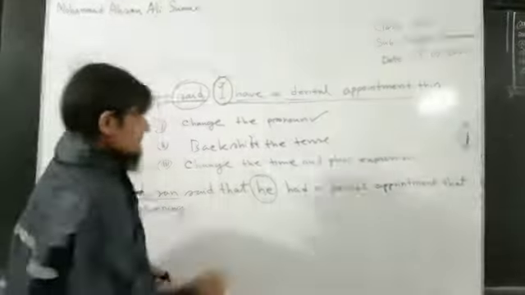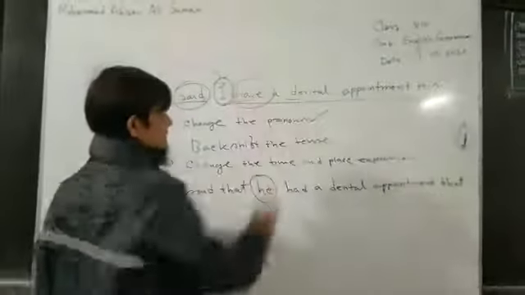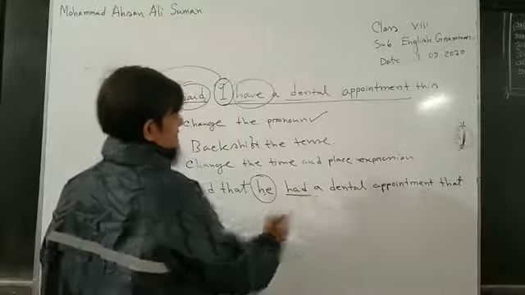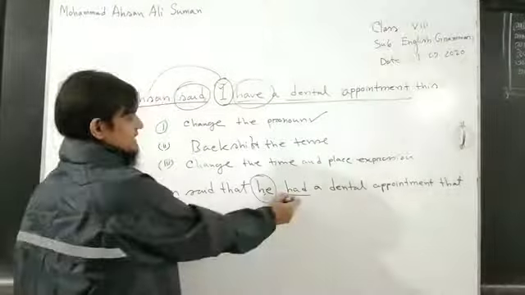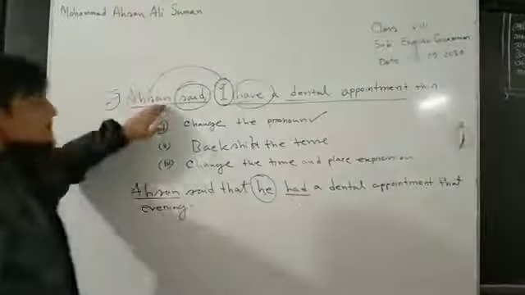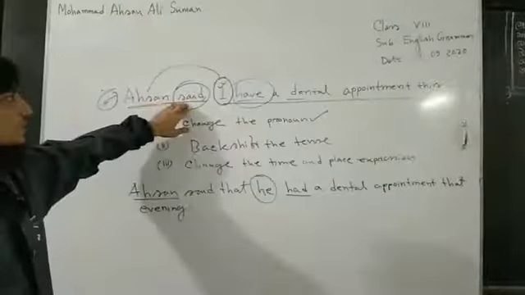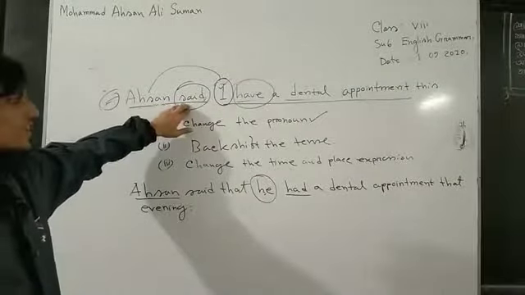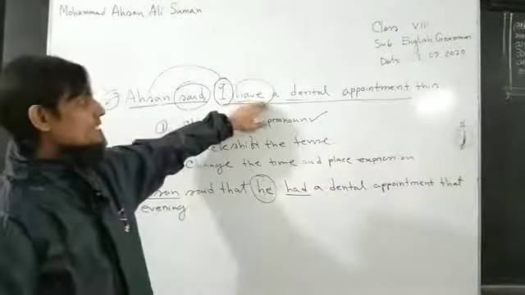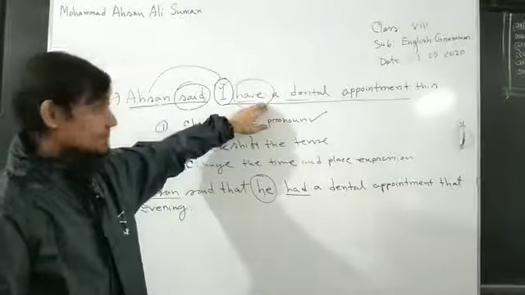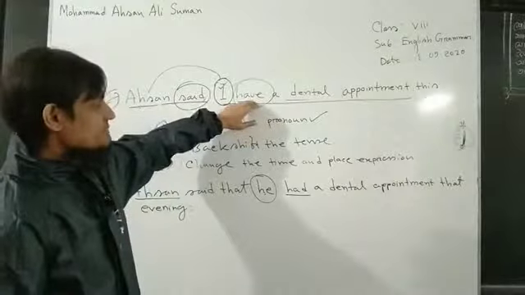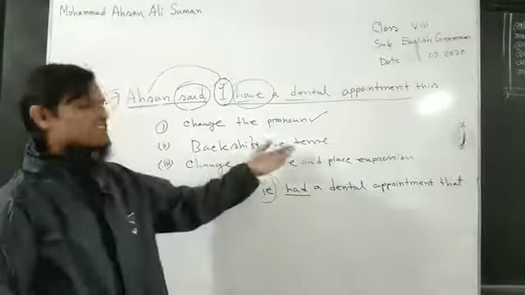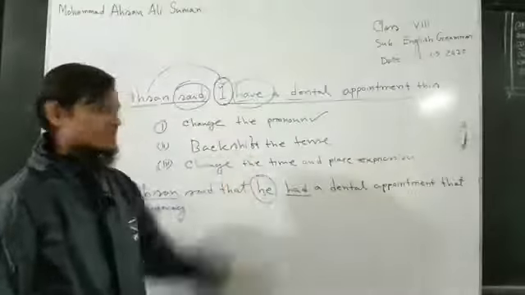Then have becomes had, as the reporting verb is in the past tense. The reporting verb is in the past tense, so we have to change the verb of the reported speech to the corresponding past form. So have has become had. This is called backshift the tense.